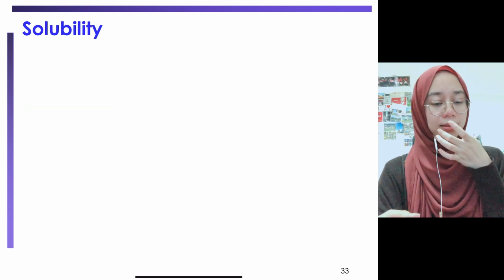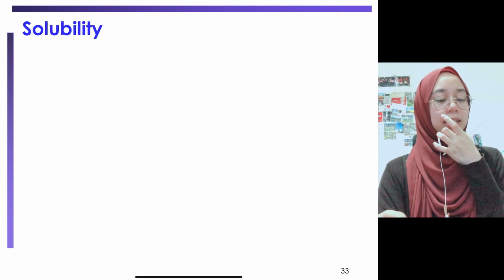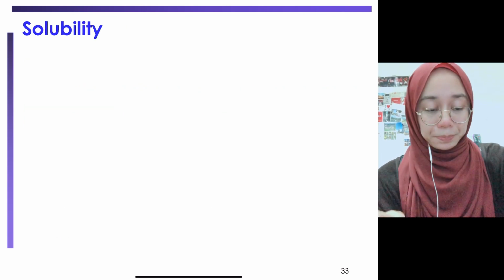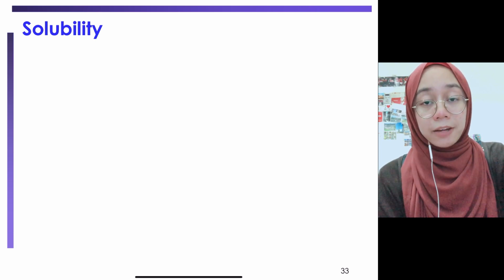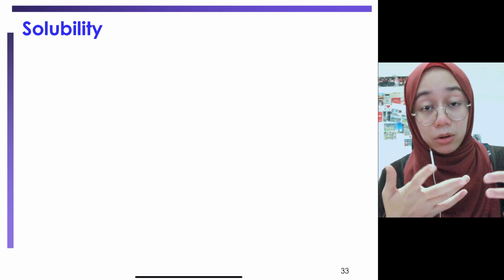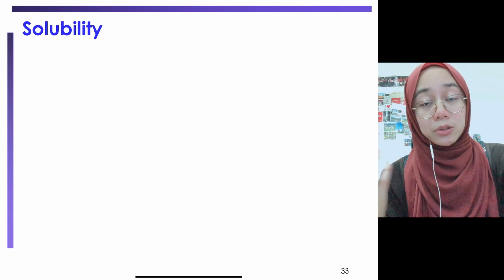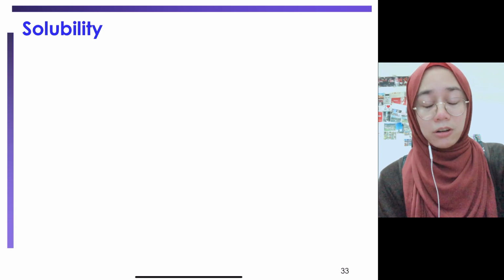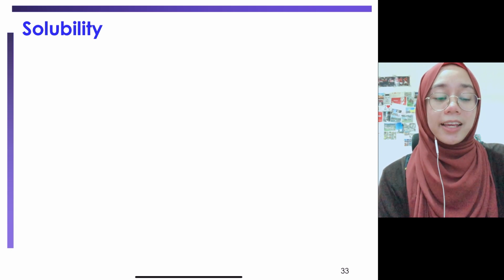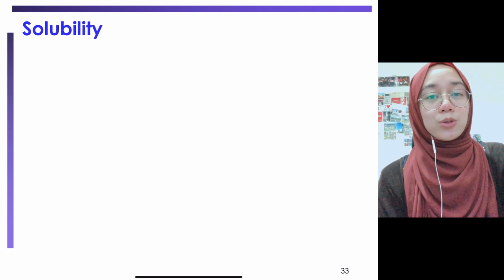Okay. Okay, so last kali kita tengok kepada solubility. So since you know that carboxylic acid can form hydrogen bond between the molecule, so do you think carboxylic acid can form hydrogen bond with water as well? Of course dia boleh. Okay, so kamu try lah kalau ada cuka kat bilik.